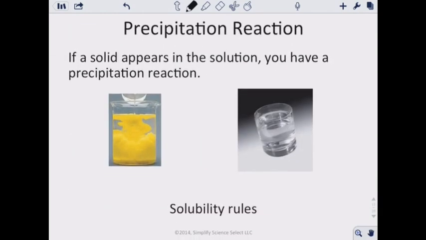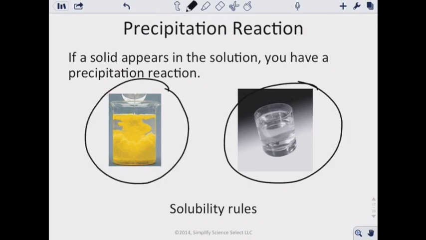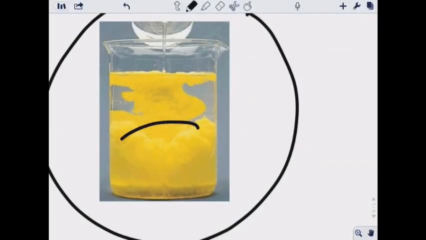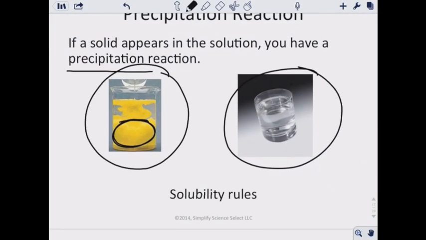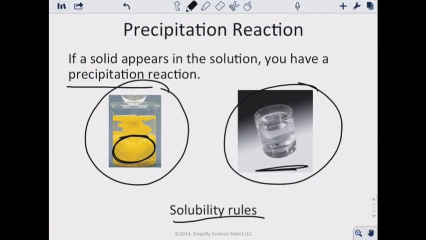Now, a precipitation reaction is when a double replacement reaction occurs in a solution, and if a solid appears in solution, you have a precipitation reaction. If we combine one solution with another and then have a precipitate, the precipitate is the solid that falls out. All of that yellow stuff is a precipitate. We put 2 liquids together that were both clear, and then we see a solid. We use solubility rules to determine if this happens, and we'll talk about that in the next lecture. But right now, all you need to know is if a solid appears in solution, you have a precipitation reaction.